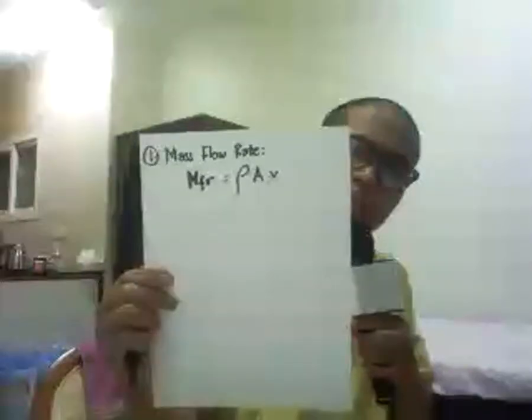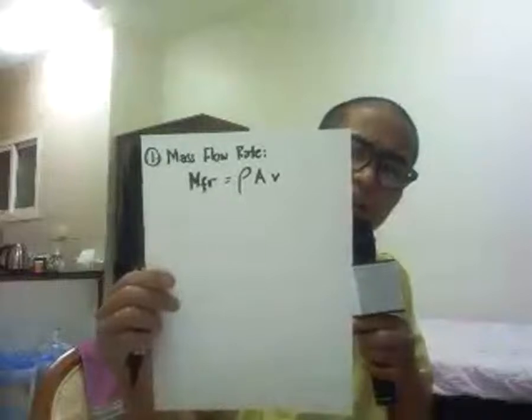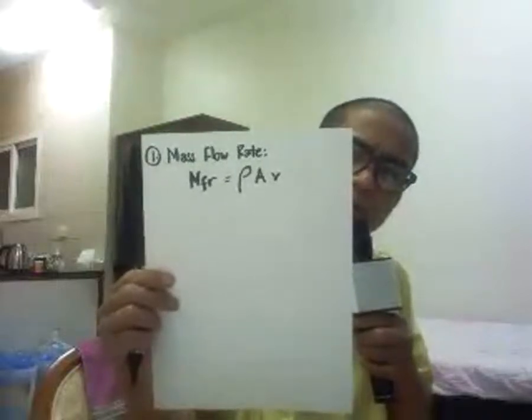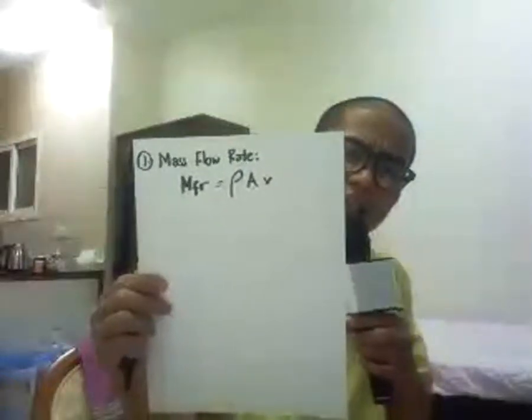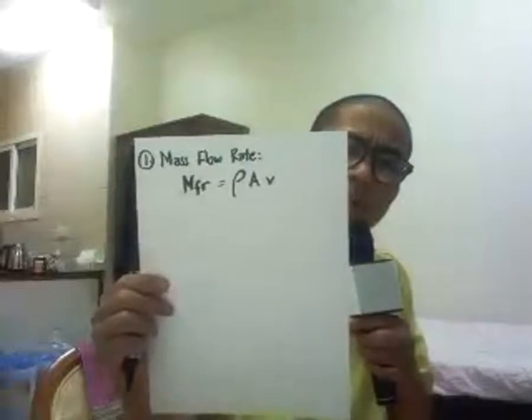You choose the density value which will agree with the units of the other quantities such as area and velocity. We will just agree here that we will be using the word velocity, not speed, though it is the same, right? The unit is meter per second, feet per second, like that.